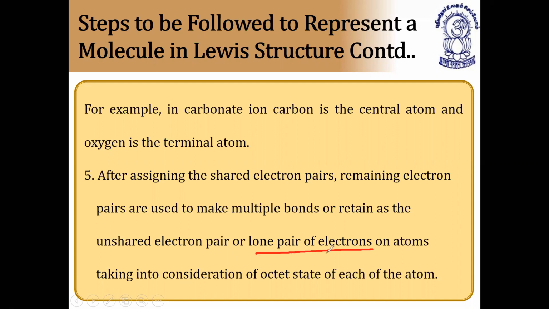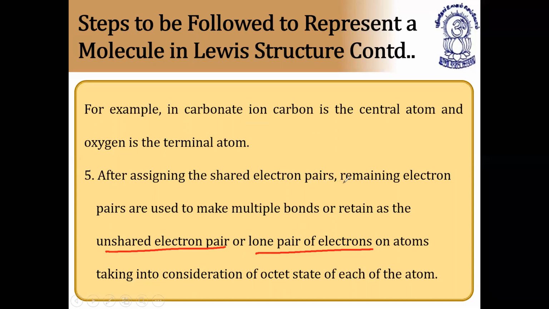So what is a lone pair of electrons? The electrons which are not involved in bonding, not involved in sharing, are called lone pairs. Unshared electron pairs are lone pairs of electrons, taking into consideration the octet state of each of the atoms. So this point is most important.